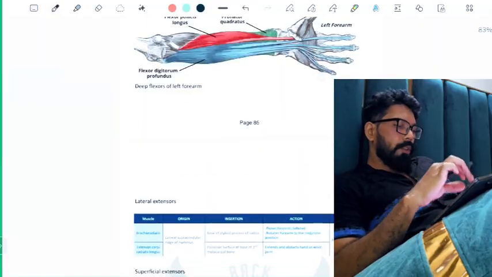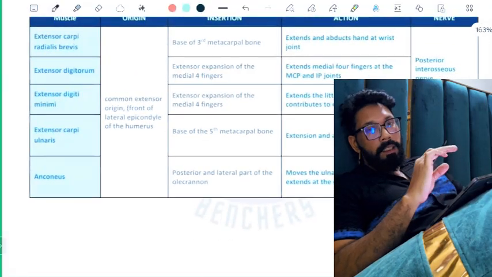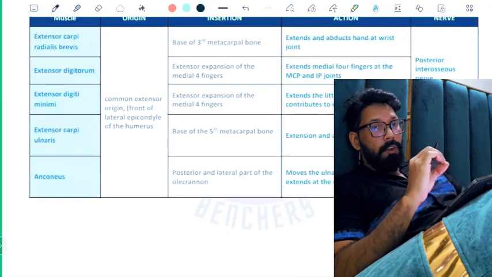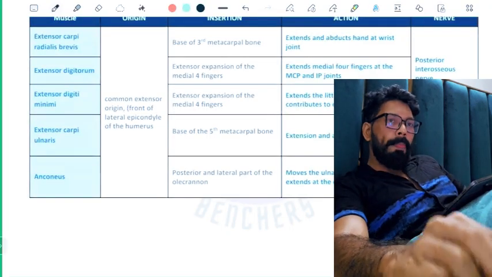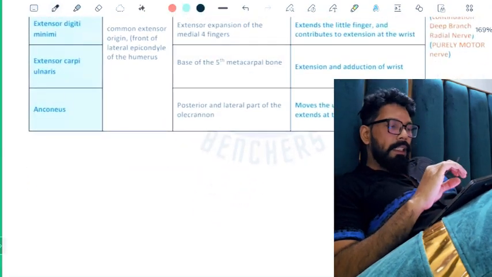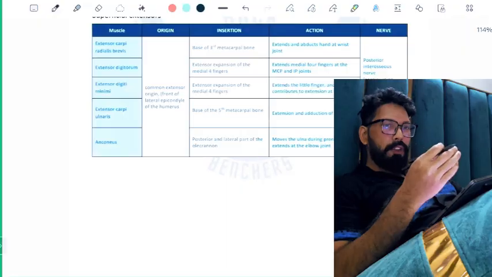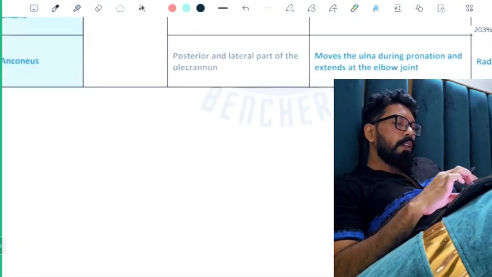Then extensor. From extensor, in part B you have to see and know all the extensors. But for part A, as this is an MCQ exam, the only thing we need to know are the names and insertion of only one or two. I will tell you, and compartment. Okay, now what are those?